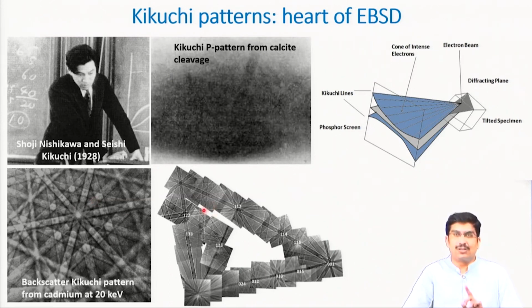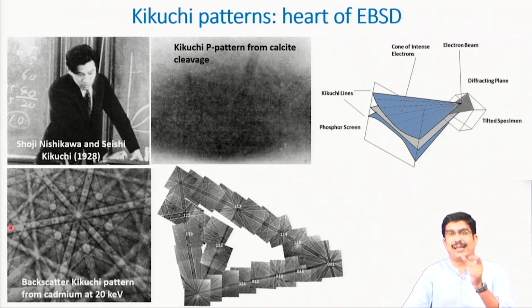Kikuchi patterns are also generated in the transmission electron microscope. I have shown you this example when we were discussing TEM, how the entire stereographic orientation triangle was generated using these Kikuchi patterns. Okay. So, these Kikuchi patterns basically generate two lines, it is an amalgamation.